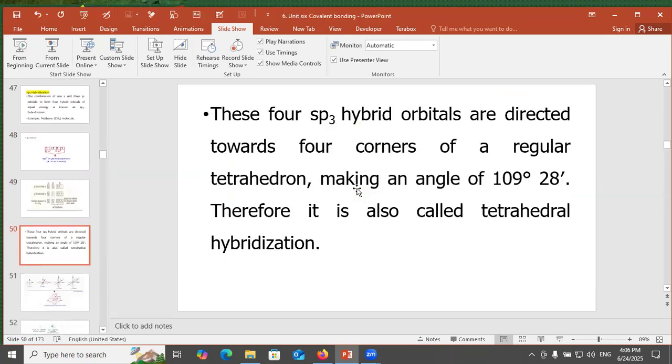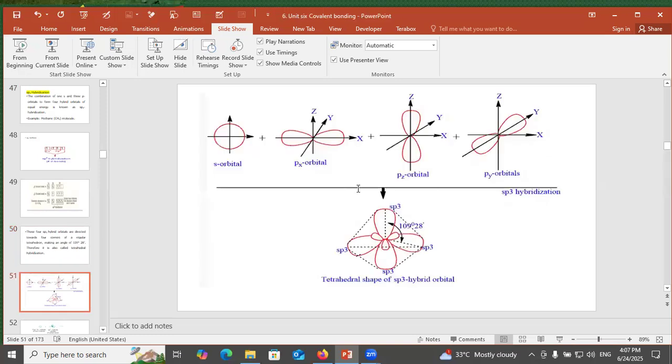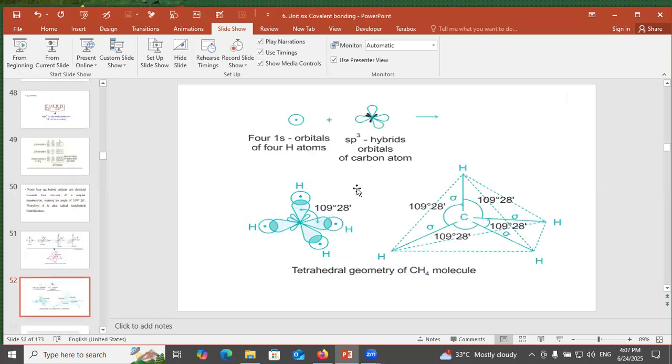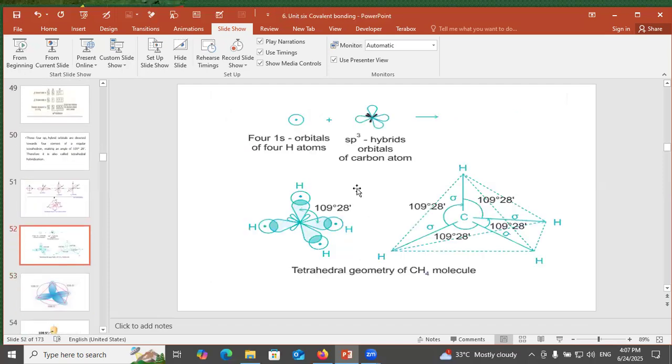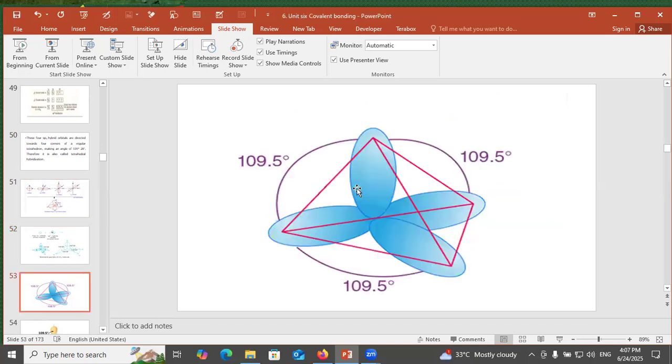These four sp3 hybrid orbitals are directed towards four corners of a regular tetrahedron, making an angle of 109 degrees 28 minutes. Therefore, it is also called tetrahedral hybridization. S orbital, px, pz, py orbitals, sp3 hybridized, and tetrahedral shape of the sp3 hybrid orbitals. 1s orbitals and sp3 hybrid orbitals of carbon atom, tetrahedral geometry of methane.